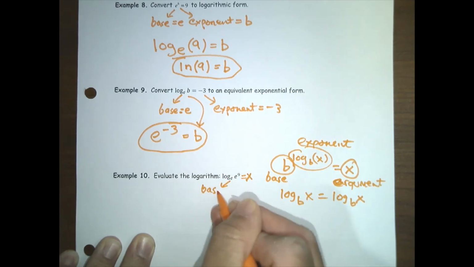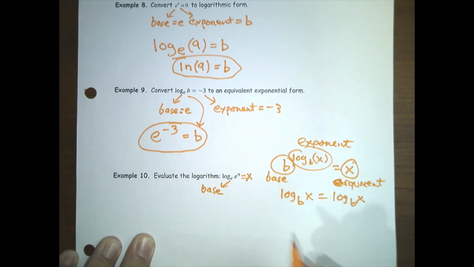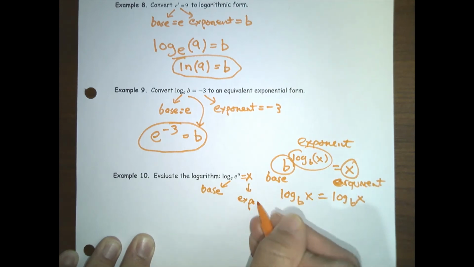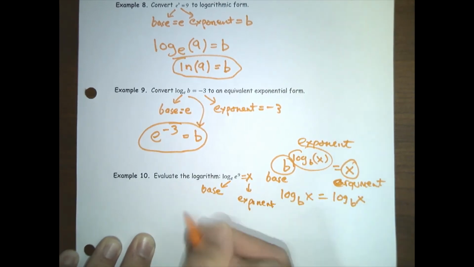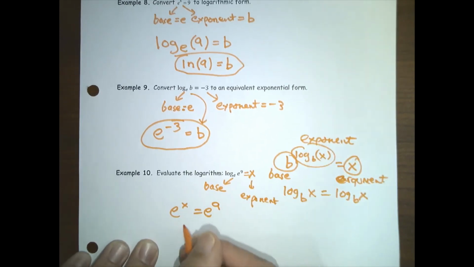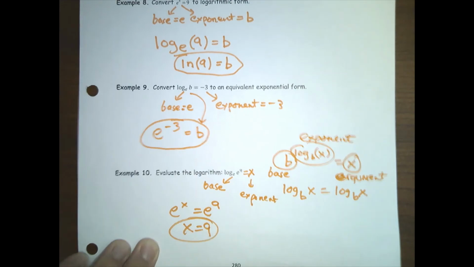This is the base, and this is the exponent. And so I have e to the x is equal to e to the 9. And so then x must be equal to 9.